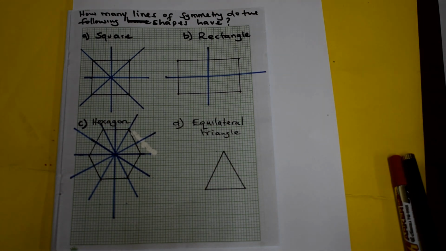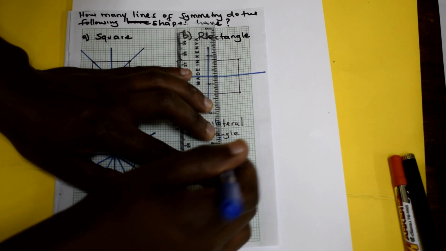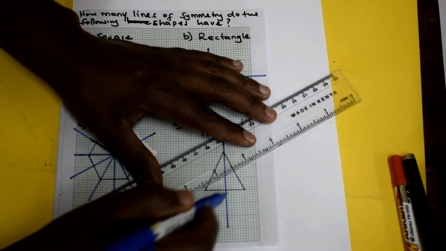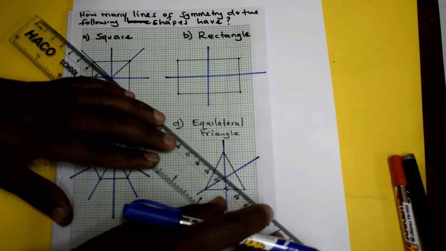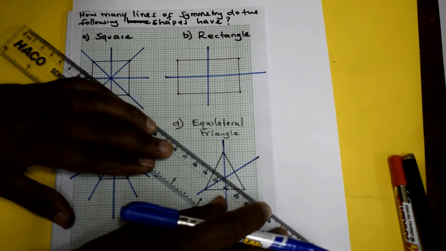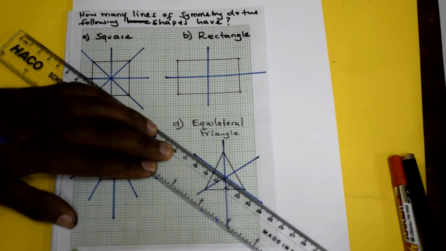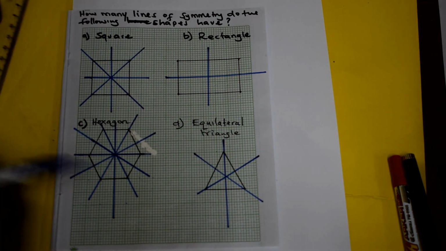An equilateral triangle has this line of symmetry, the line that can divide this one into 2 equal parts. And an equilateral triangle will have 3 lines of symmetry. Therefore, we can have more.